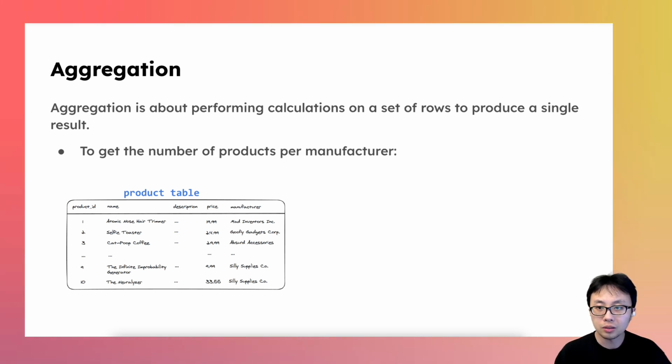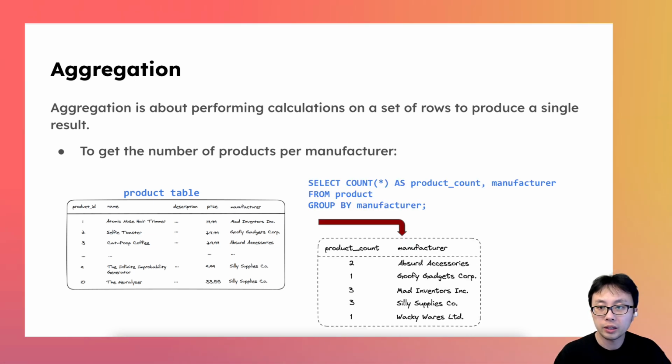Let's look at another example to learn how to perform aggregation by groups. This time, our goal is to get the number of products per manufacturer. This goal requires us to group products by manufacturer first before counting the number of products per group. To achieve this goal, we need the help from a clause we haven't seen yet.